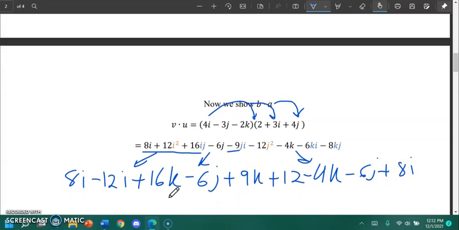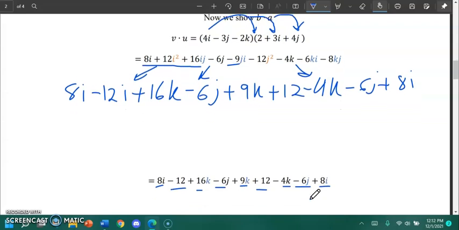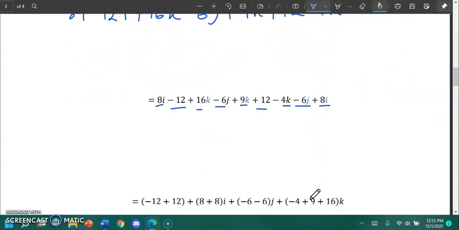And if this is messy or unclear, I've written it again. So here are the numbers we just did. And from here, we could then combine like terms once more. We have 8i and 8i. We have negative 12 and positive 12. We have, again, 3 terms for our k. And finally, we have negative 6j and negative 6j. So when we combine like terms, we end up having negative 12 plus 12 cancel again. However, 8 plus 8 is 16i.